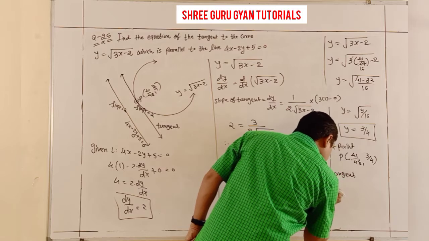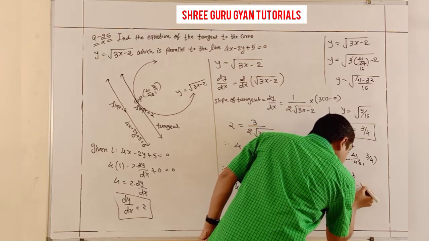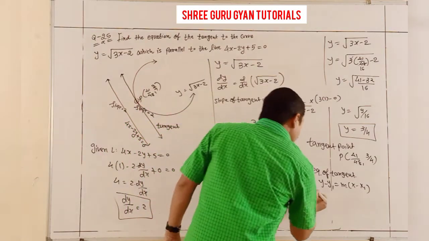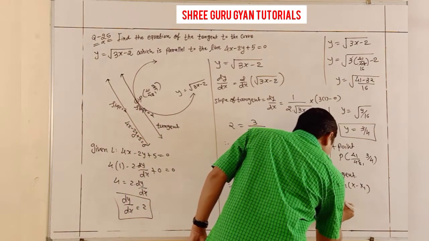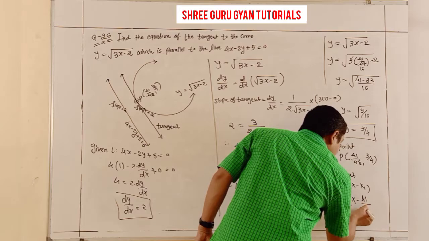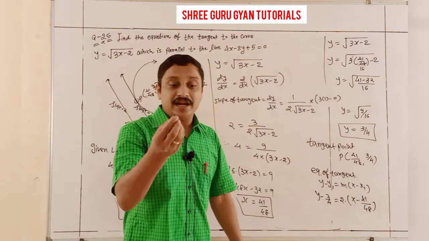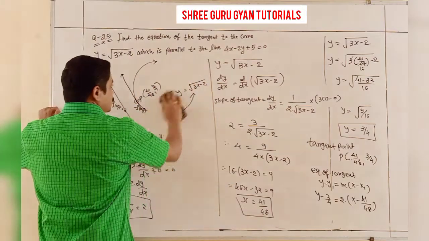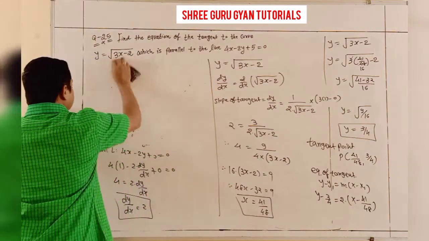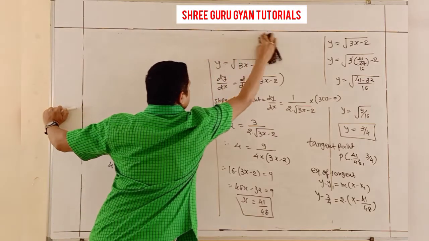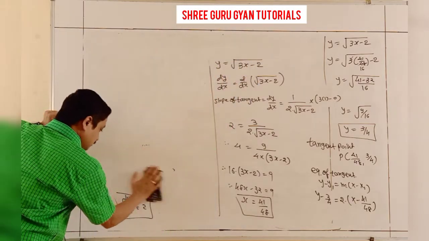y minus y1 equals m(x minus x1). Simply apply your values: y1 is 3/4, slope is 2, and x1 is 41/48. Multiply inside and rearrange the terms. So my final rearrangement, after taking the LCM, gives the final answer.